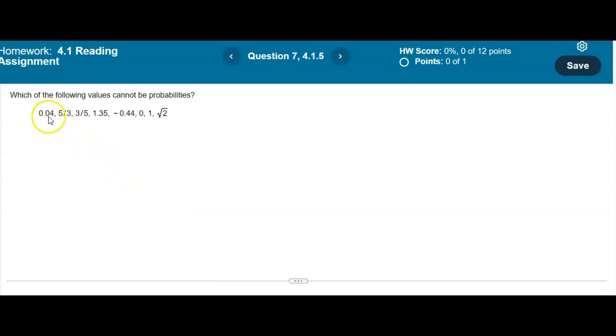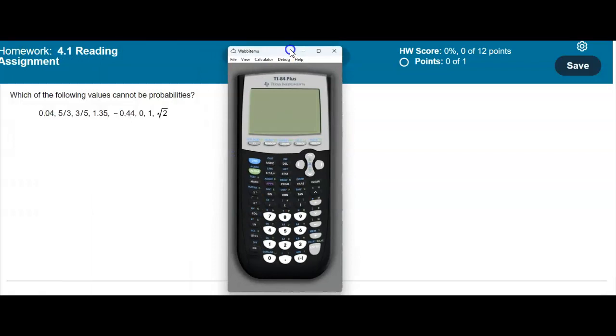Well, if we take a look at 0.04, we can see that this number is between 0 and 1. Well, what about 5/3? We need to convert 5/3 into a decimal to see. But 5 divided by 3, we should already see that the numerator is larger than the denominator, so it's about 1.67, which is greater than 1. So 5/3 would not be a probability. Now let's take a look at 3/5. Well, 3 is the numerator, 5 is the denominator. When we find that decimal, we get 0.6, and that number is in between 0 and 1.